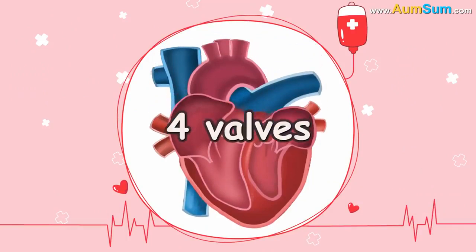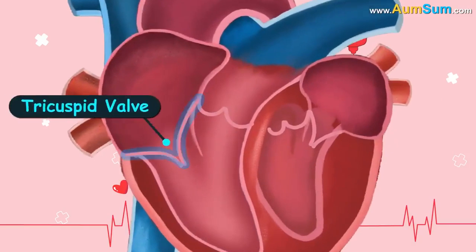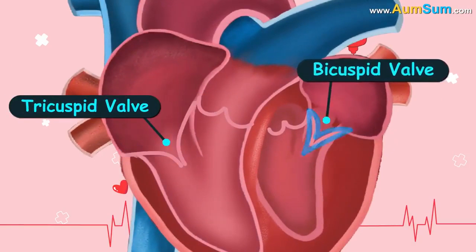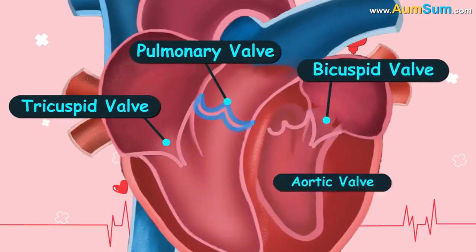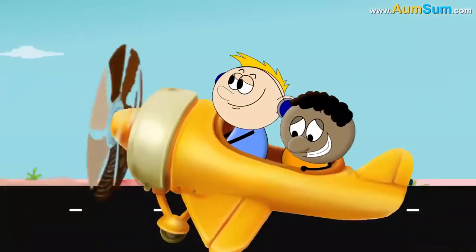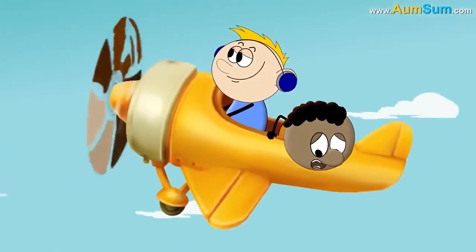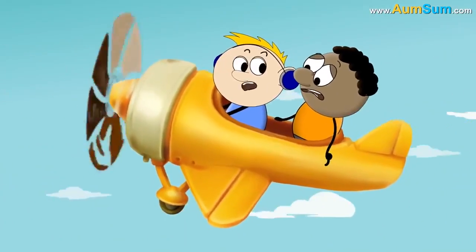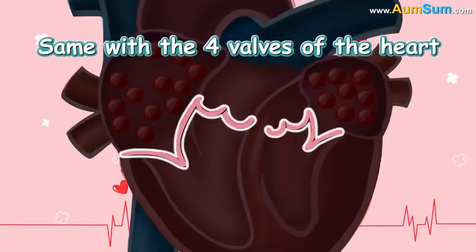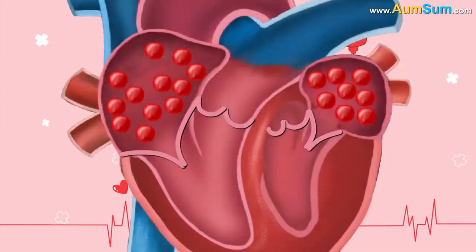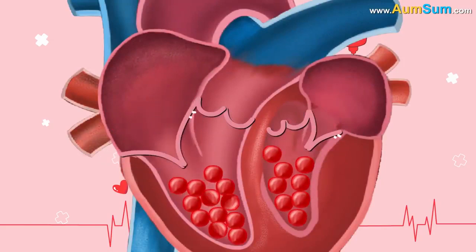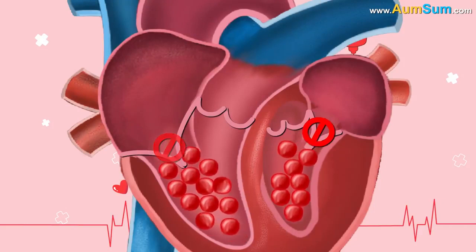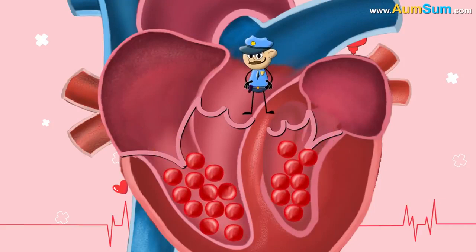In total, we have four valves: tricuspid valve, bicuspid valve, pulmonary valve, and aortic valve. What happens when you hop onto a flight? Can you just change your mind and ask the pilot to turn back? Oh no! Nope. Same with the four valves of the heart. They are fibrous flaps of tissue allowing the blood to flow in one direction only, and then they close tightly, preventing the backflow of blood. So they basically act like security guards.